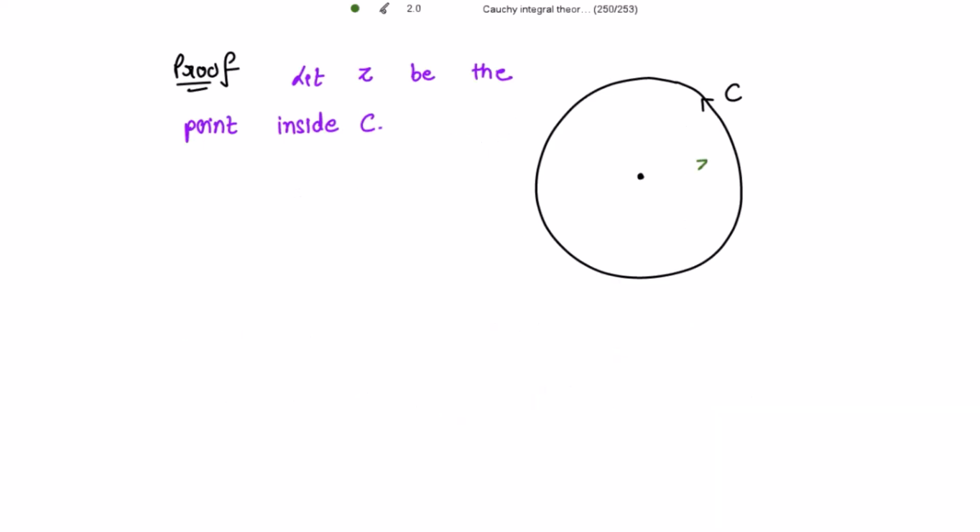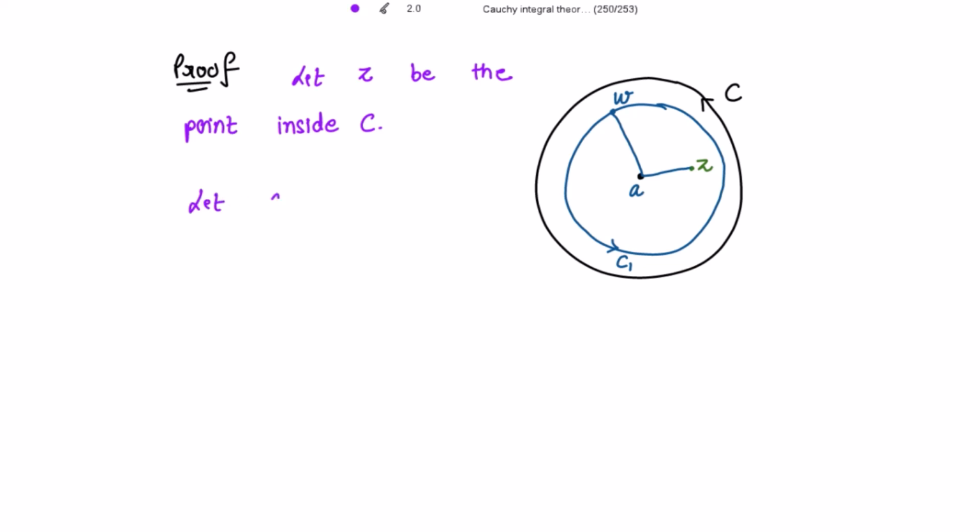So let z be any point inside this C, right? Let this be the point z. Let's draw a circle C1 such that this z is an interior point of this circle C1, which is centered at A, and let's consider one more point W that is on the circle C1. So the distance between the point z and A is strictly less than the distance between the point W and A. Is it okay? Fine.